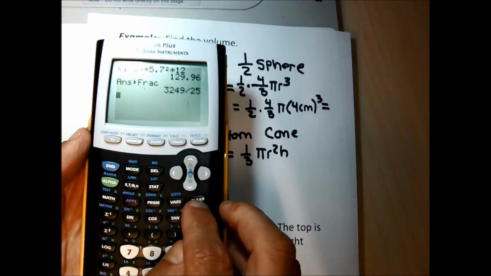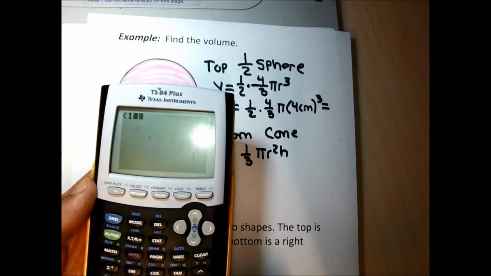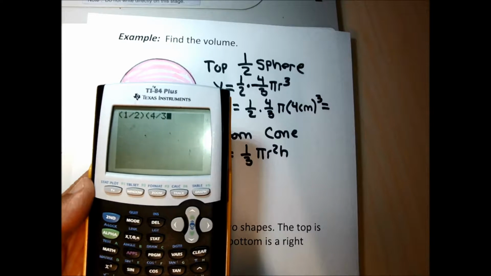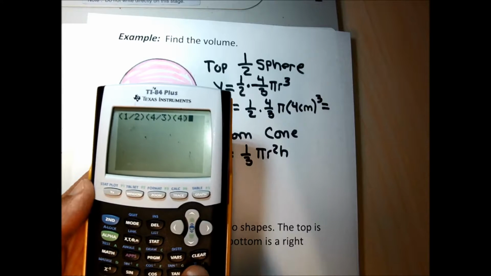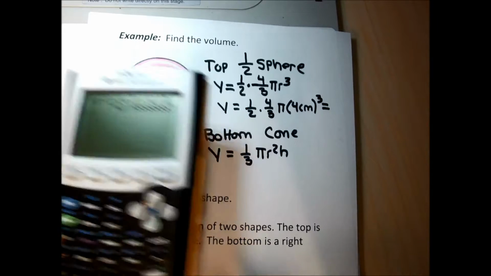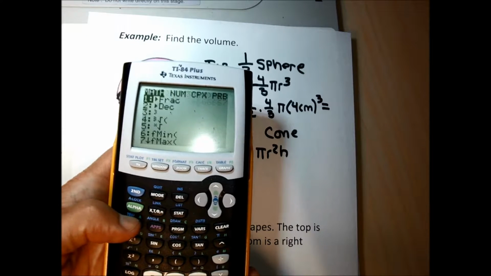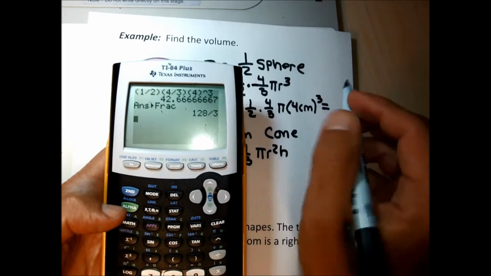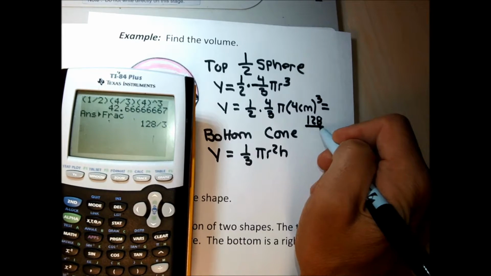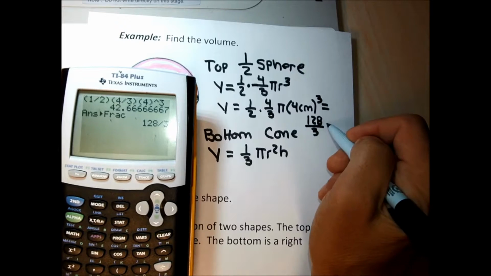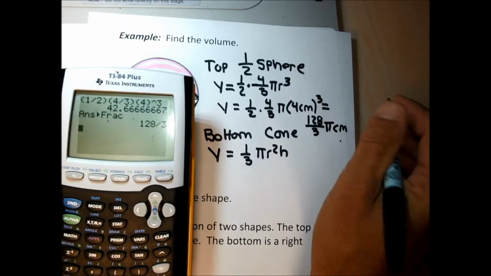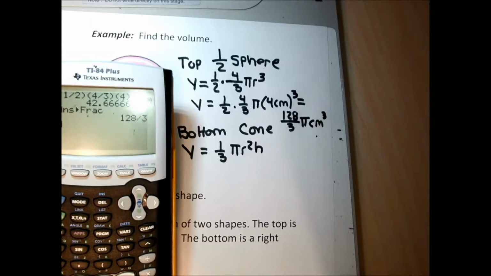So to do this on my calculator without the units, I'm going to go 1 divided by 2 in parentheses, and then 4 divided by 3. There's the 1/2 times 4/3, and then times 4 up arrow cubed, and math, enter, enter, because it doesn't say anything about decimals. The volume of the top is 128 over 3. I haven't touched the pi, so it's going to have a pi in it. And volume always has cubic units. Since the lengths are centimeters, the volume is going to be in cubic centimeters. That's the volume of the top.